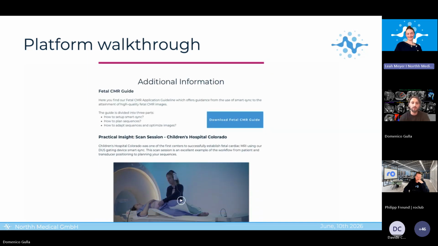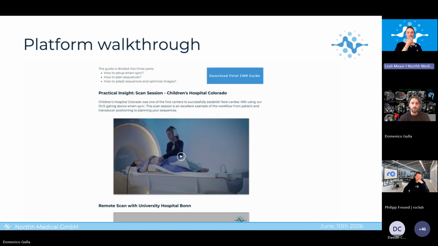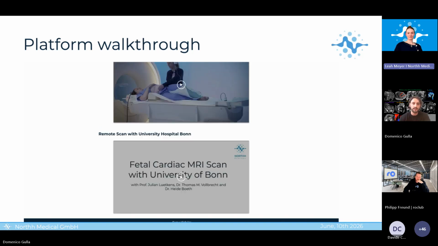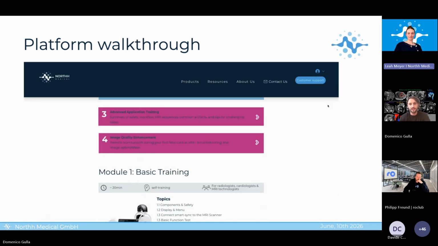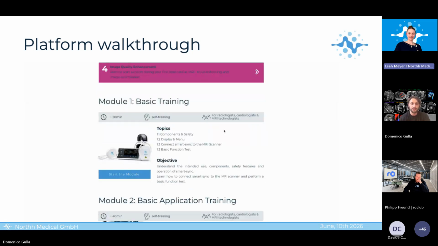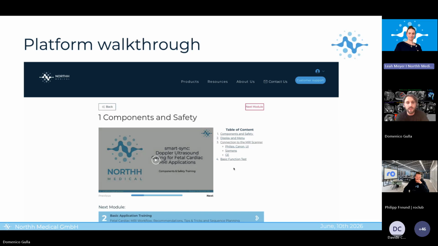And then, of course, we have other additional information. We have this beautiful video that represents the workflow in fetal CMR from Children's Hospital Colorado. You can download our fetal CMR guide, and then this beautiful remote scan with the University of Bonn. So there is a lot of material, and we put everything together so that all the people have all the information to start.